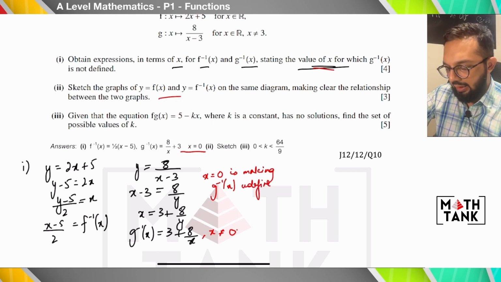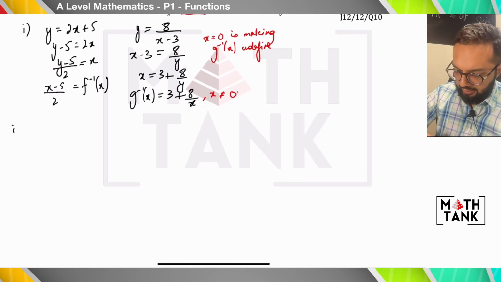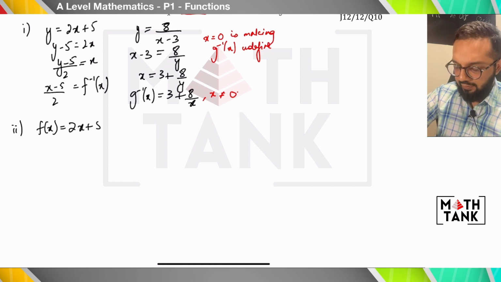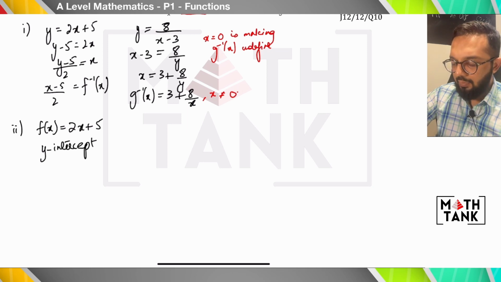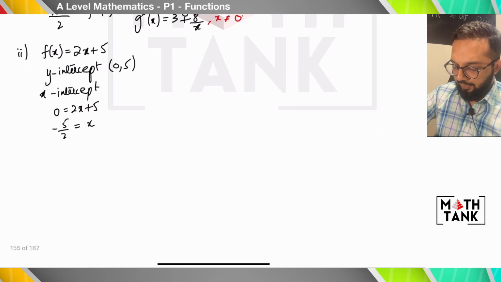Then it says I need to sketch the graphs. I think that is simple and that's repetitive as well. Let's quickly do that. I need to make the function f of x equals 2x plus 5. So the y-intercept is 0 comma 5 and the x-intercept can be calculated. So minus 5 over 2 comma 0.